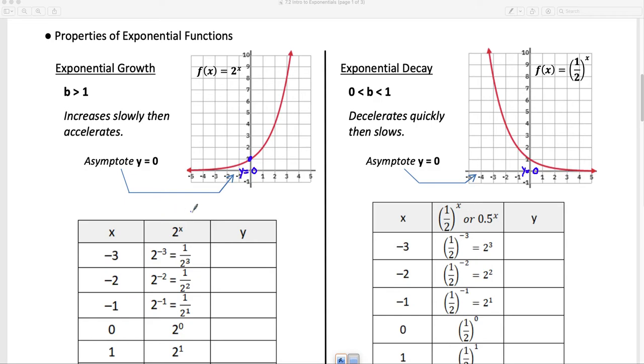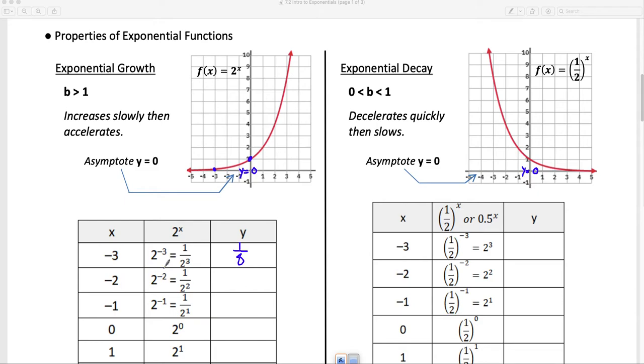So if I replace that x with a -3, then I get the reciprocal of that, which is 1 over 2 to the 3rd power. 2 to the 3rd power is 2 times 2 times 2. 2 times 2 is 4. 2 times 4 is 8. So this happens to be 1/8. And if I look down here, that's going to occur about right there. A -3 and a 1/8.